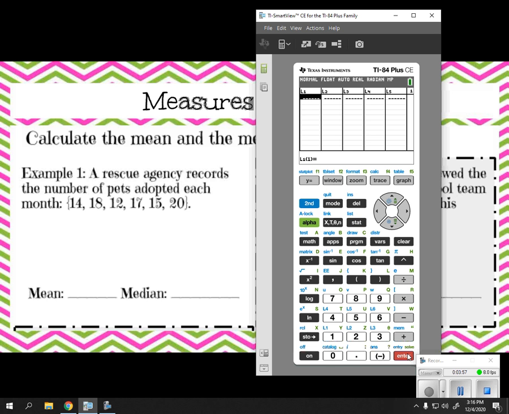But this is not bivariate data. This is what we call univariate data, and that means that there's only one variable, and this is the number of pets that are adopted each month from a rescue agency. So since there's only one variable, we're only going to put all of our numbers in L1.